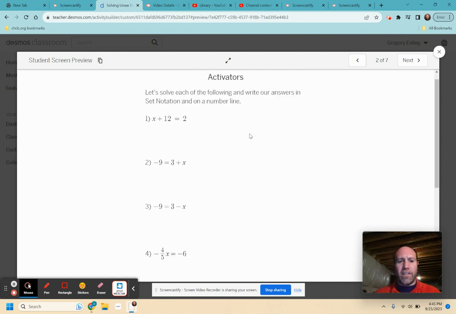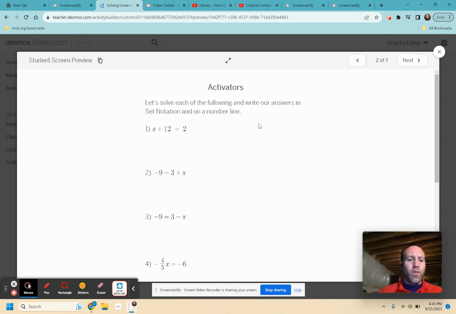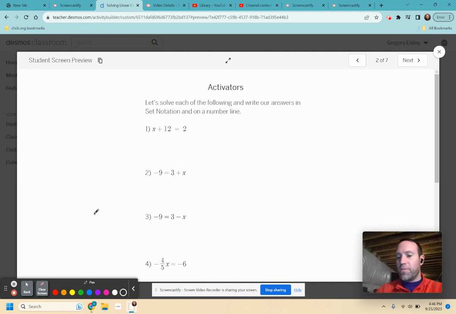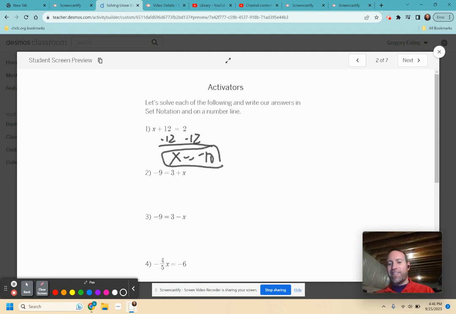So a couple of quick activators here. We're going to review set notation. We're also going to review just solving in general. So for this first one, we have to subtract 12 from both sides in order to isolate our x. So we get -10. By the way, it's a good idea for you guys to pause the video and then try these problems out on your own and see if your answers match mine.